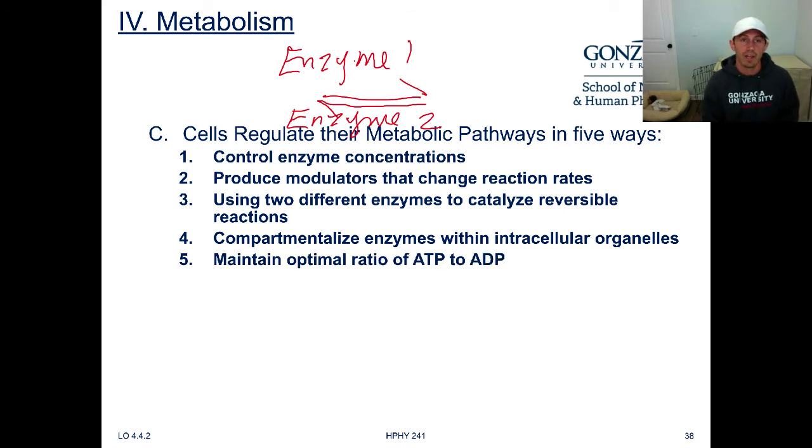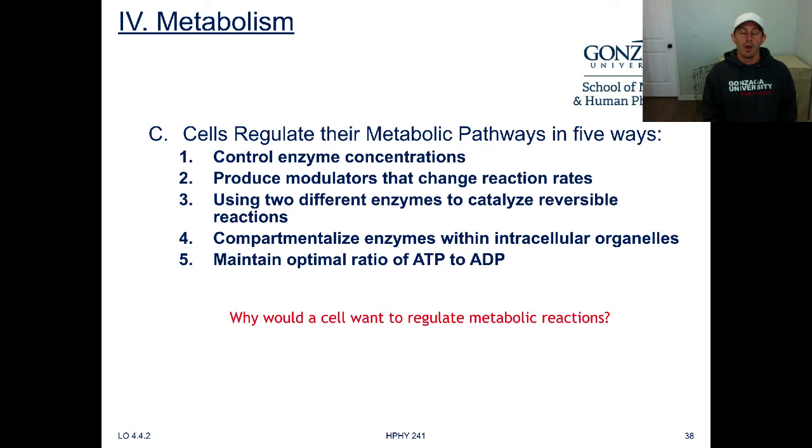The last one is that cells maintain an optimal ratio of ATP to ADP. So by maintaining an optimal amount of energy, and cells have ways to sense or detect this, it's going to impact whether it increases or decreases those catabolic or anabolic reactions. It's a form of control. All right, so I'll leave you with this question. Why would a cell want to regulate its metabolic reactions?